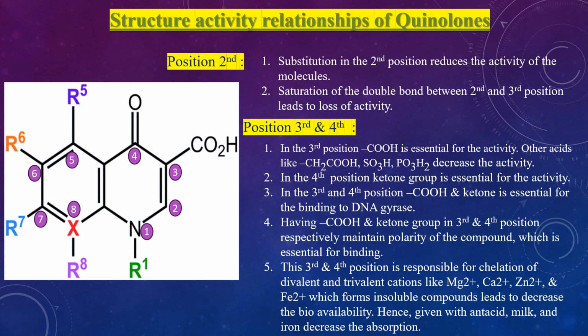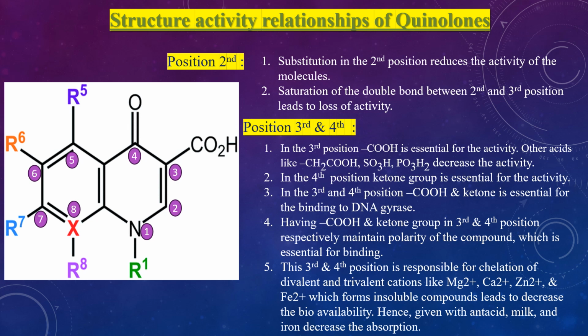Position third and fourth. In the third position, carboxylic acid is essential for the activity. Other acids decrease the activity. In the fourth position, a ketone group is essential for the activity. In the third and fourth position, carboxylic acid and ketone are essential for binding to DNA gyrase. Having carboxylic acid and ketone group in third and fourth position respectively maintains the polarity of the compound, which is essential for binding.